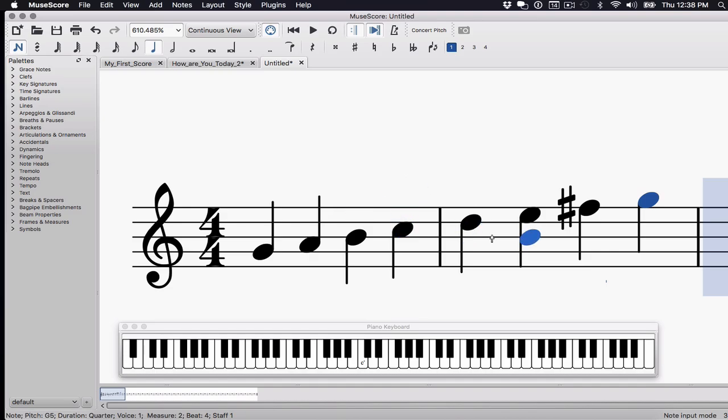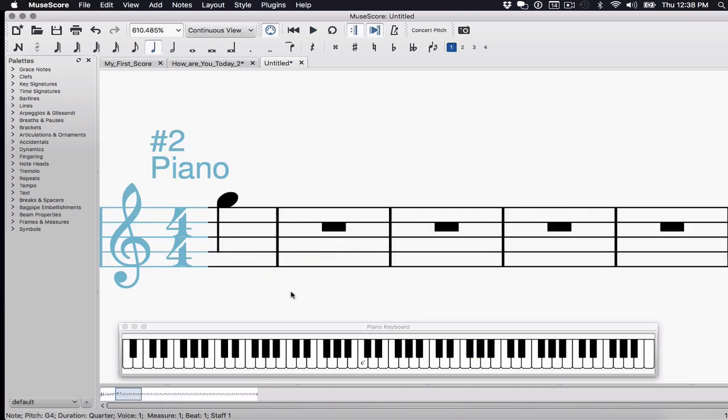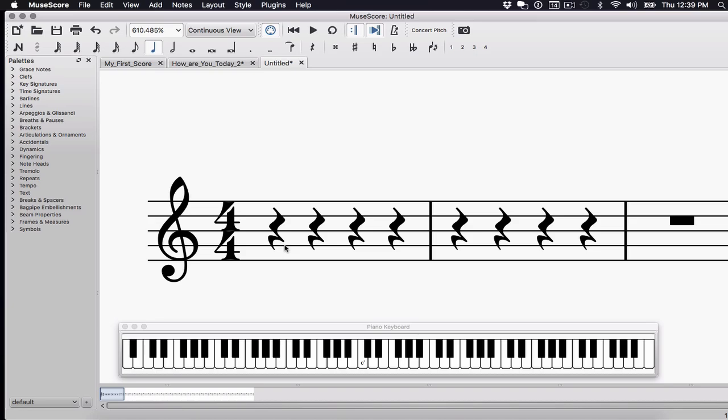Okay, now let's look at a minor scale. Well, let's hear that first. Okay, good, happy major scale. Let's do a minor scale. Okay, what minor scale should we do? Oh, let's stick with the theme and do an E minor scale.